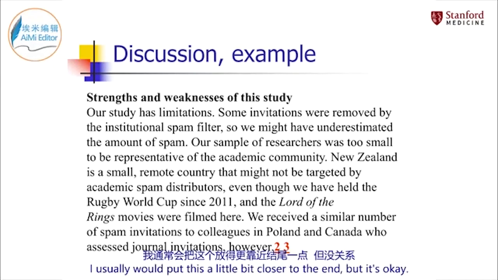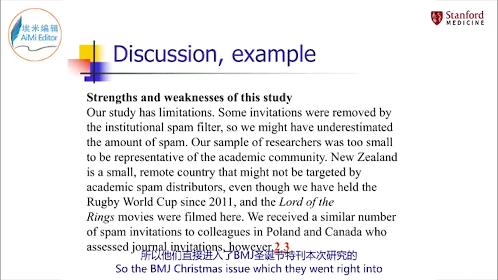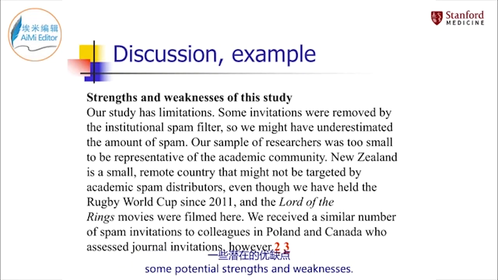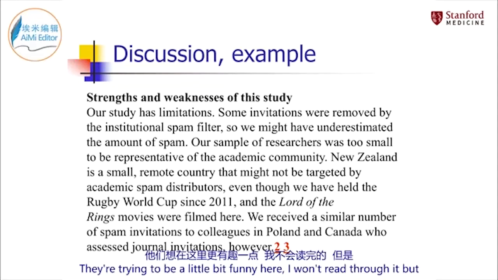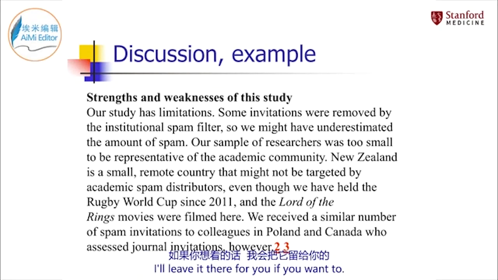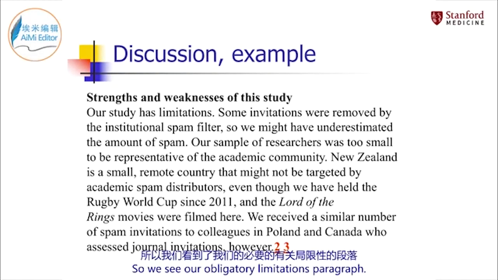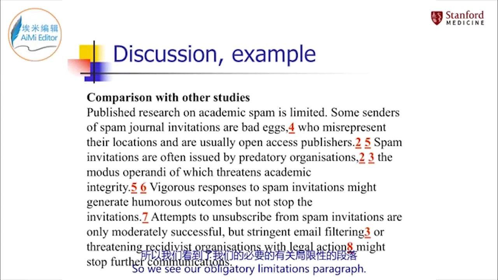I usually would put this a little bit closer to the end, but it's okay. It's the BMJ Christmas issue. So they went right into some potential strengths and weaknesses. They're trying to be a little bit funny here. I won't read through it, but I'll leave it there for you if you want to. So we see our obligatory limitations paragraph. Then we get the context with other studies.